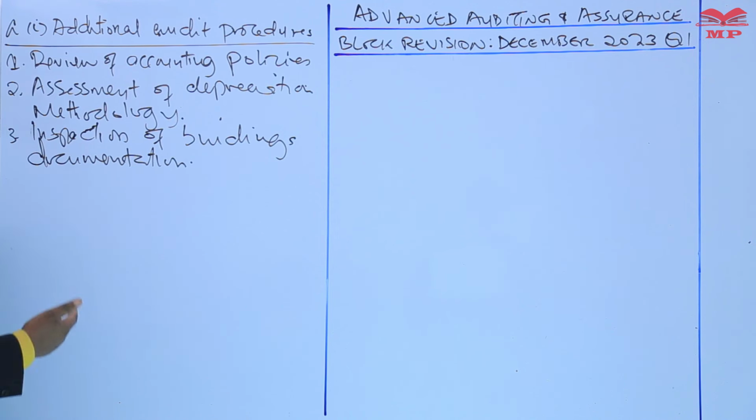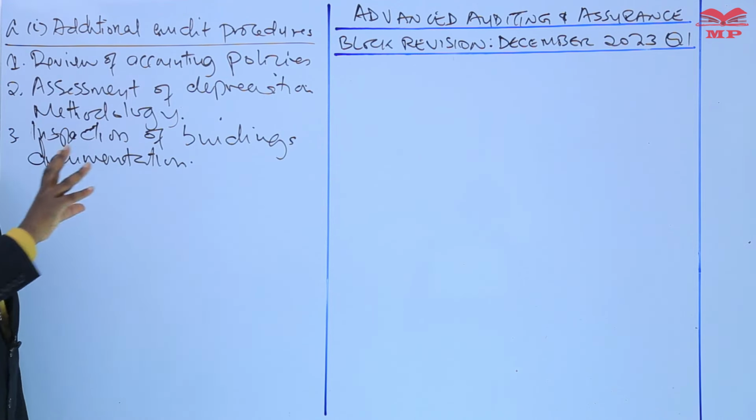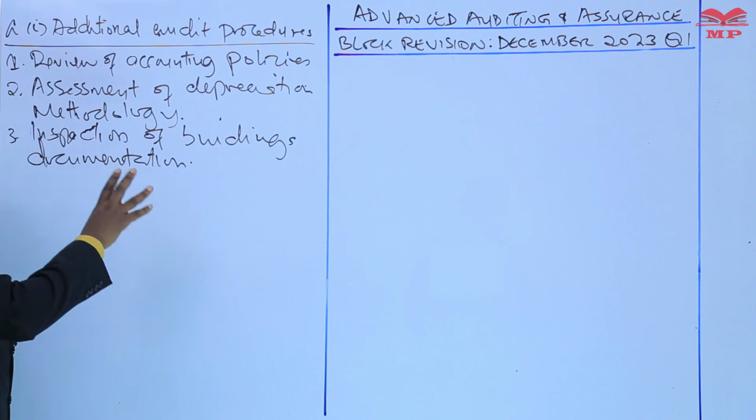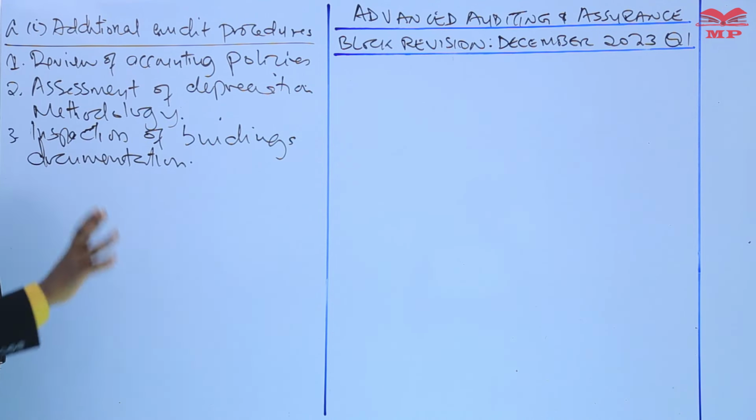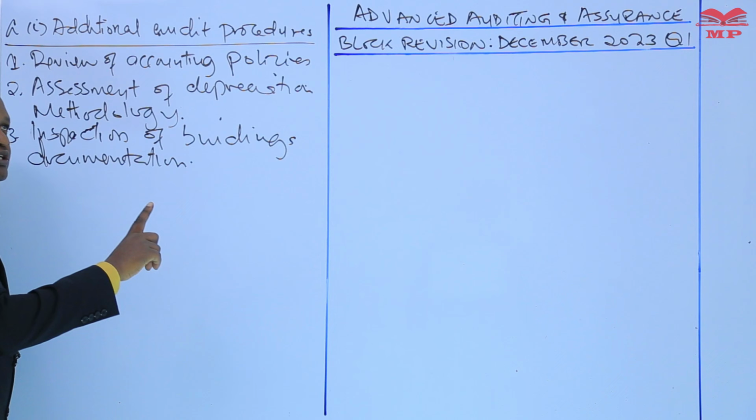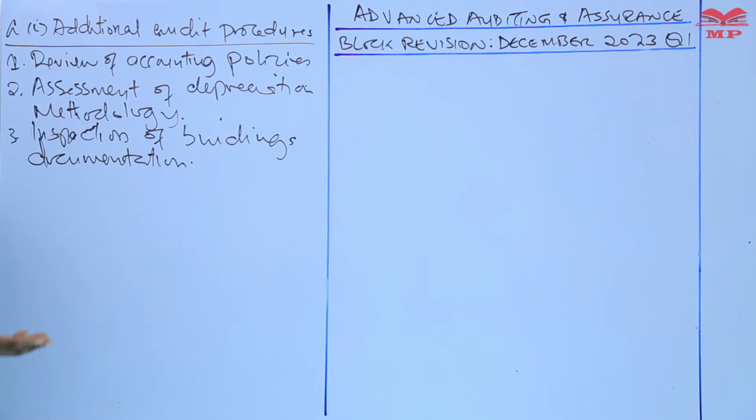Inspection of buildings documentation. You understand? That is, if the building was bought, then there have to be agreements. If the buildings were constructed, then there are documents related to construction of buildings. So the auditor should inspect the documentation related to buildings. Whether the buildings were bought or even constructed by the company, there are various documents that ought to be inspected, like the title deeds, the relevant contracts, the purchase agreements, and so on.